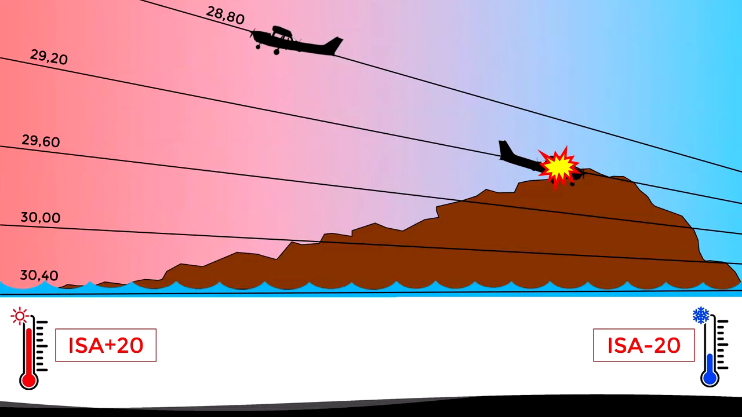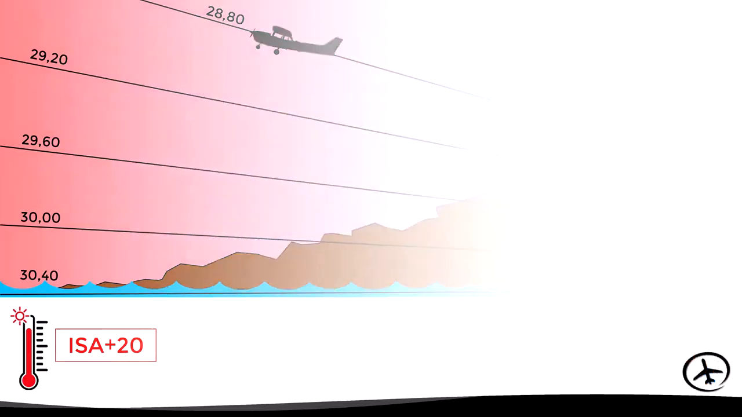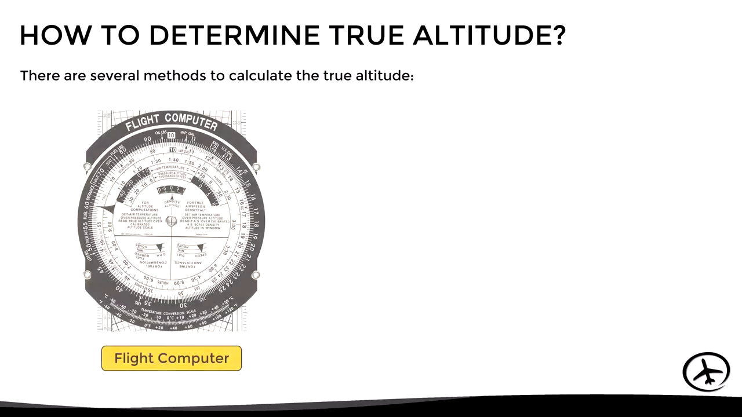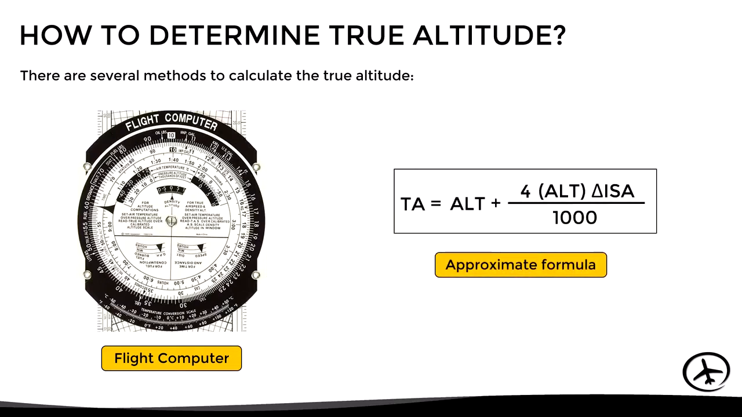Now that we have understood the effect of temperature and the concept of true altitude, let's see how it is determined. There are several methods to calculate the true altitude. We can use a flight computer, either manual or electronic. Or we can use an approximate formula. Let's see a couple of examples of how to use these methods. Let's begin with the flight computer.